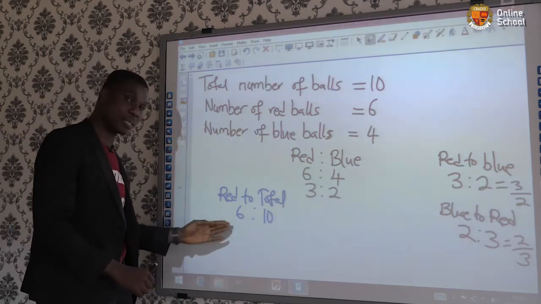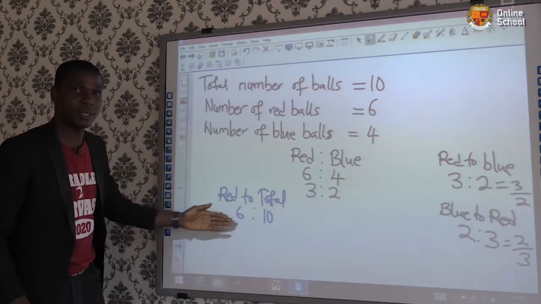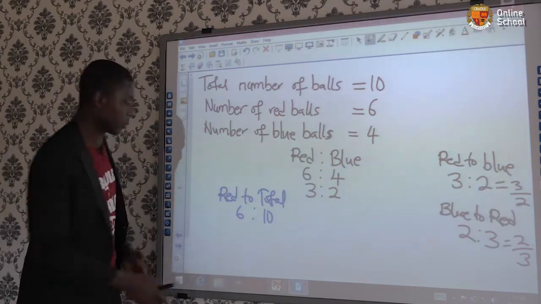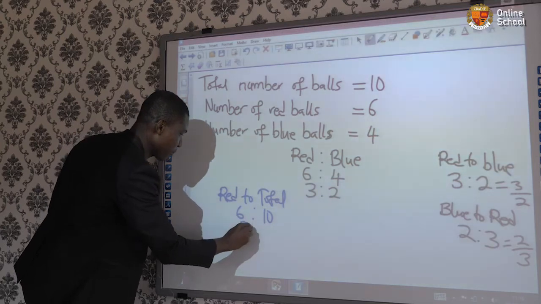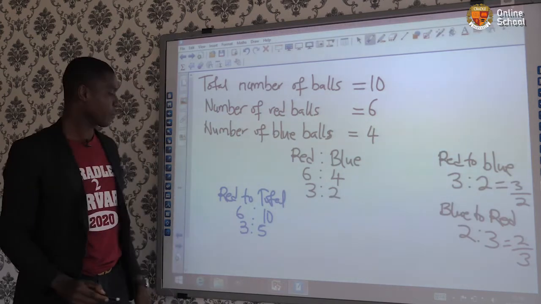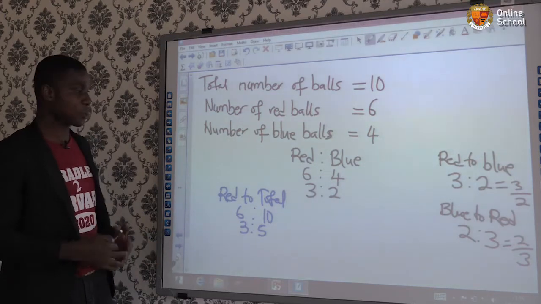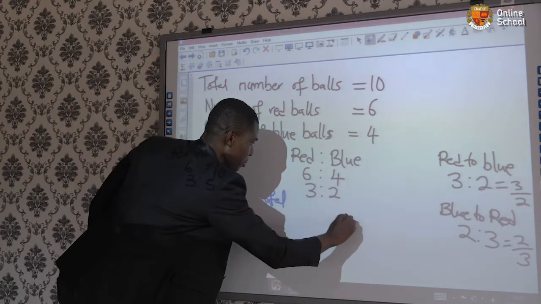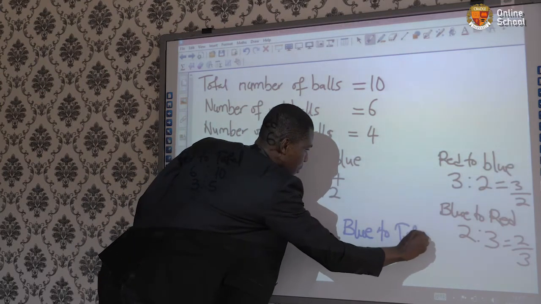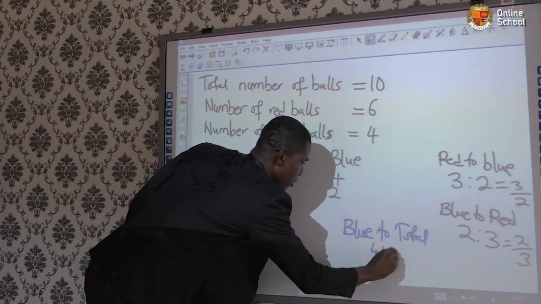This time around is part to whole. Part to parts, parts to whole. And when we break it down by their common factors, this will become 3 ratio 5. Isn't it? Good. And what about blue to total? What's the ratio of blue to total? Blue to total will be 4 ratio 10.